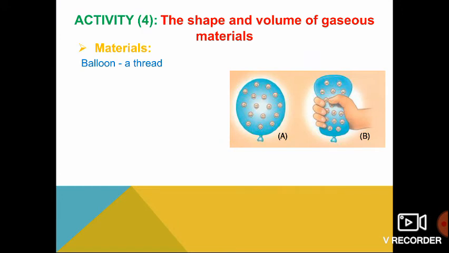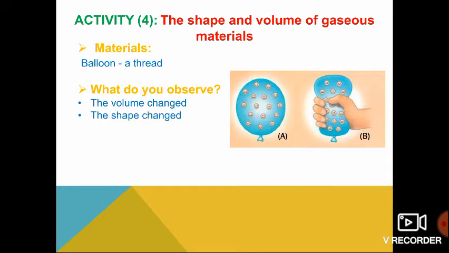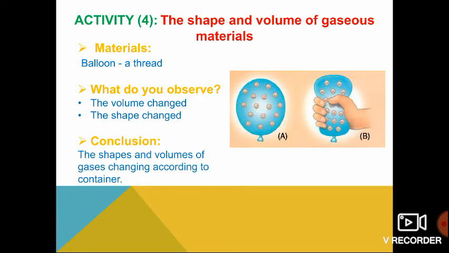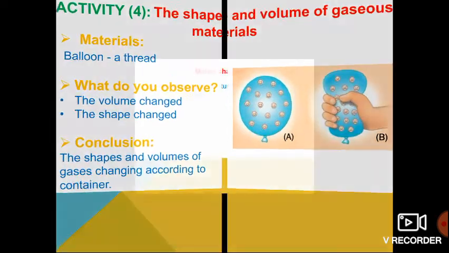We have an activity on the shape and volume of gaseous materials. We have a balloon and thread. We will blow up a balloon and tie it with a thread. What will be observed? The volume and the shape change. The conclusion is that the shapes and volumes of gases change according to the container.